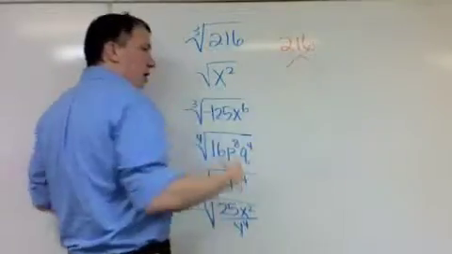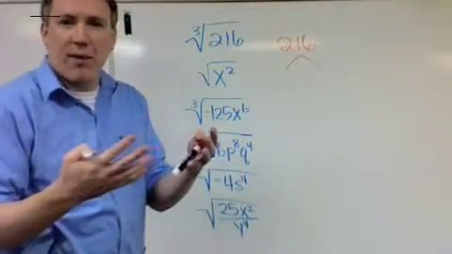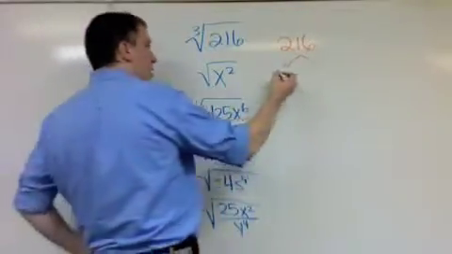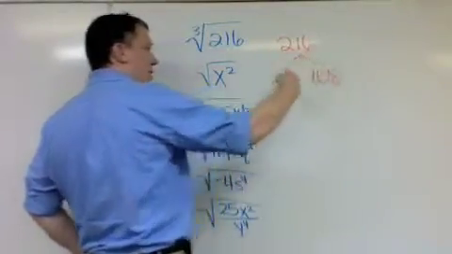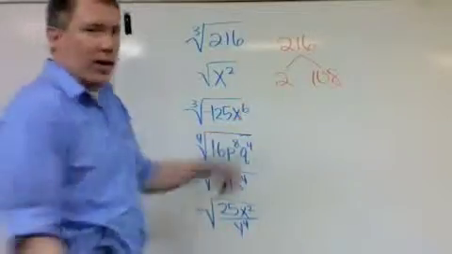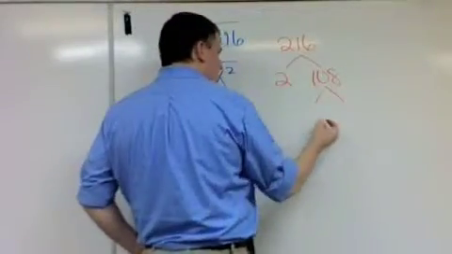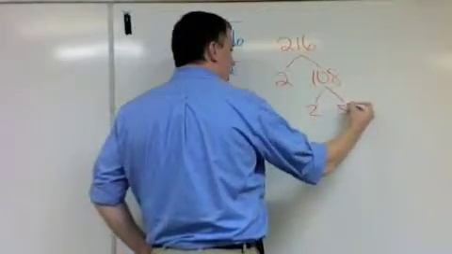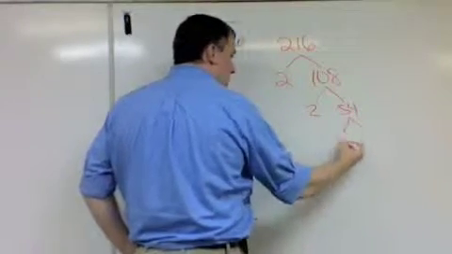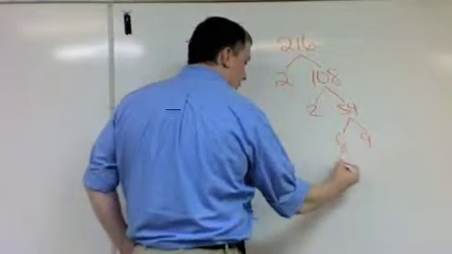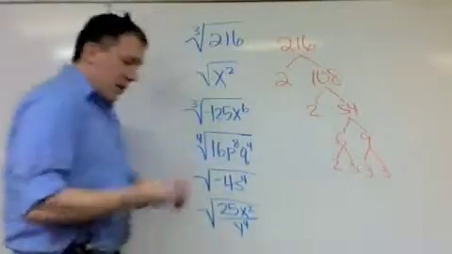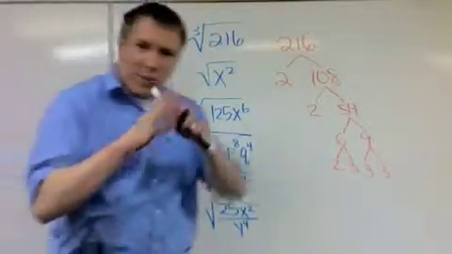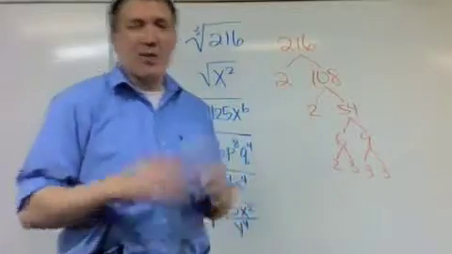So just start simple. What is a factor of 216? It's even, so I'm going to start with 2. Then I just break it down. I divide 216 by 2, that's 108. Well, I can break down 108. 108 is 2 times 54. Well, 54 is 6 times 9. 6 is 2 times 3, and 9 is 3 times 3. And so once I've broken this all down into its prime factorization tree, you've seen this before.